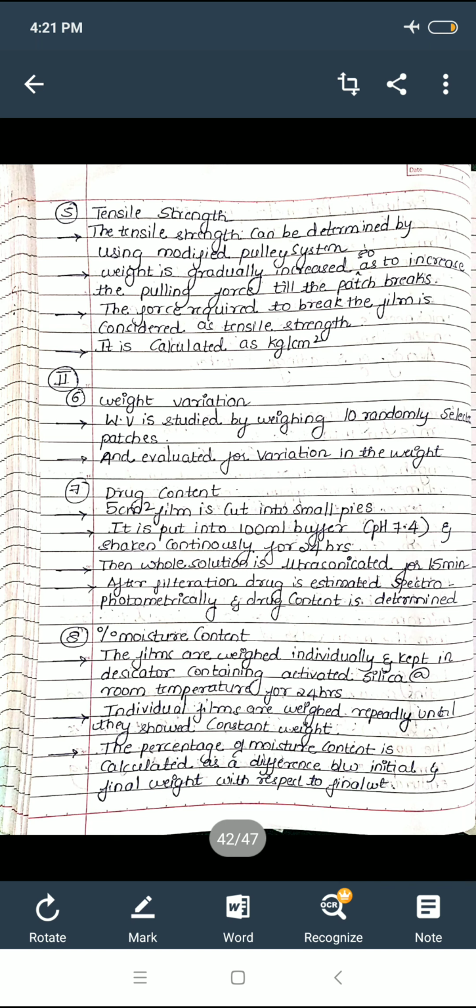Coming to the next parameter, percentage moisture content. Here the films are weighed individually and kept in a desiccator containing activated silica at room temperature for 24 hours. Individual films are weighed repeatedly until they show a constant weight, and percentage of moisture content is calculated as the difference between the initial and the final weight with respect to the final weight.